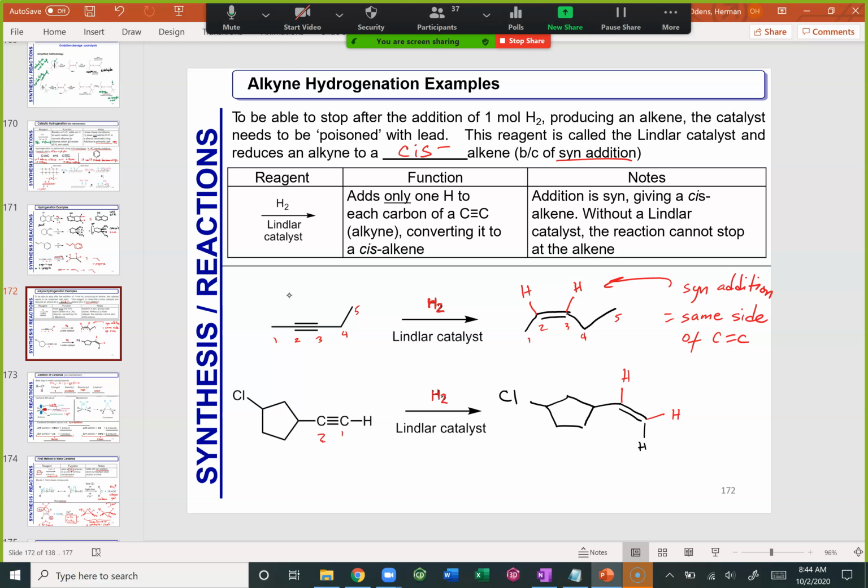Then we did alkyne hydrogenations using Lindlar's. Lindlar's is a reductive agent to go from triple bonds to double bonds, and it's a syn addition. It puts the two hydrogens on the same side. Then you have a cis alkene. Yeah, you do have a cis. See, this group is here, this group is here. That's cis or Z.